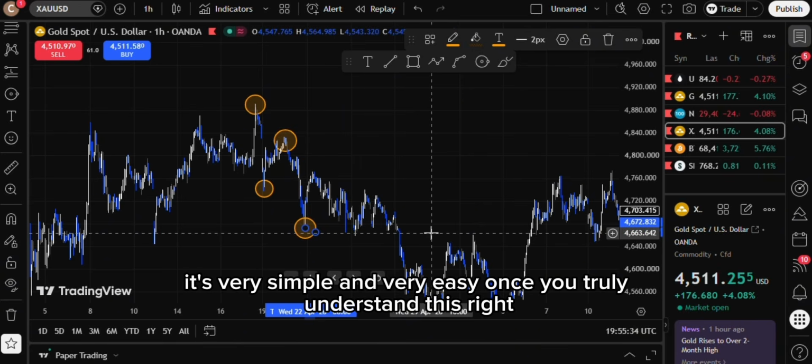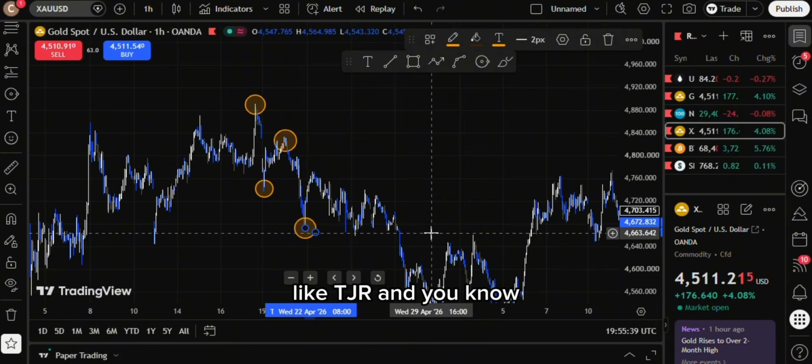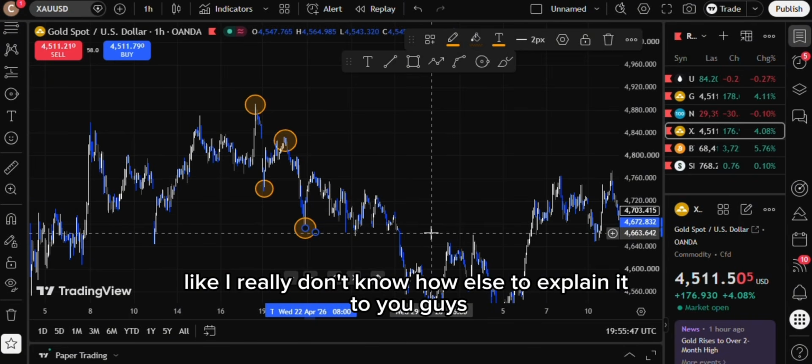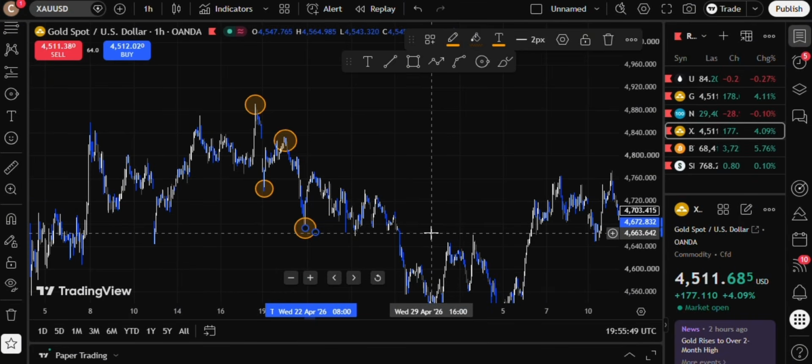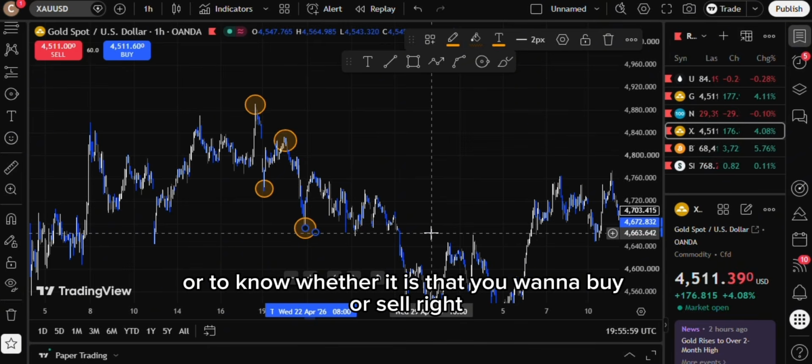Once you truly understand this, right? I know that there are other people that explain this a lot better, like TJR and some other influencers in the trading industry, but it's super simple. I really don't know how else to explain it to you guys, but it just consists of up and down, up and down. That's all it is. And this will help you know what your bias is, or to know whether you want to buy or sell, right?